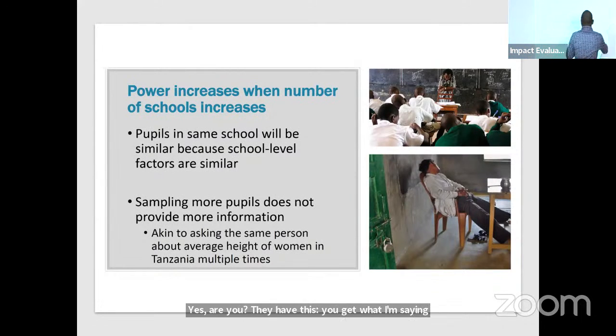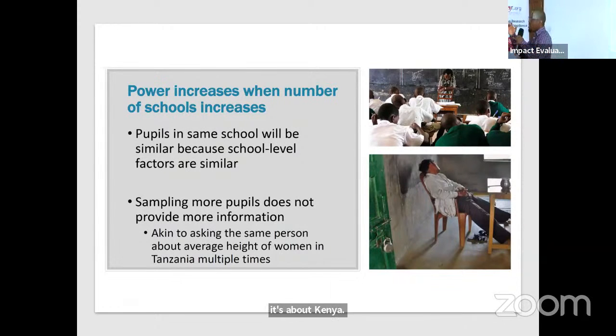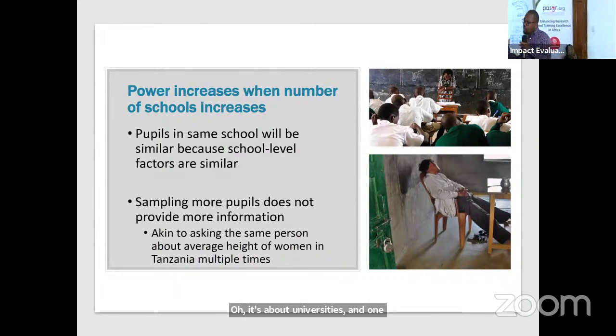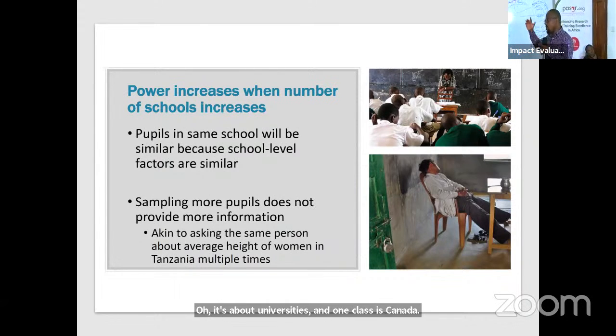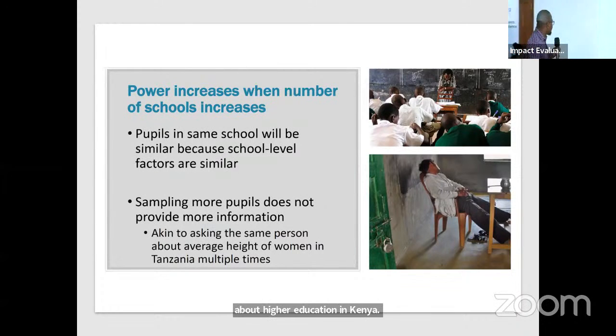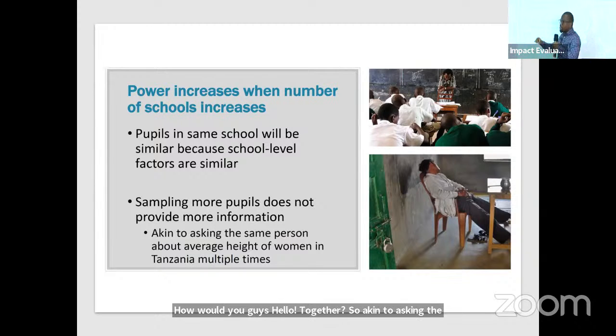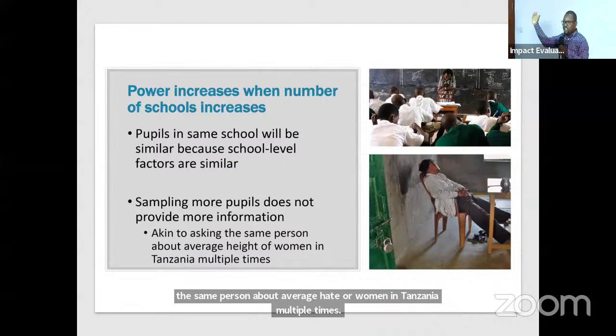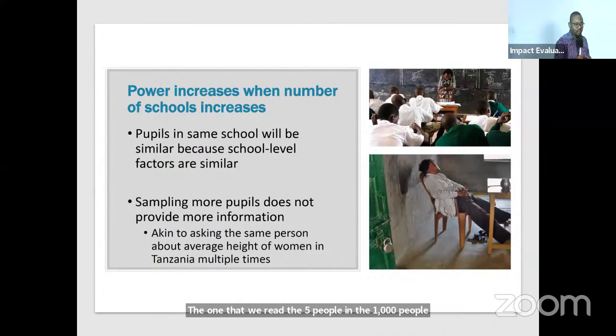So sampling more pupils does not provide more information. If I'm going to do a study in Kenyatta, and it's about universities, and one cluster is Kenyatta, should I sample more students in Kenyatta University or fewer and then go for another university? Or should I capture all my sample from Kenyatta University to talk about higher education in Kenya? Are we together? So it is akin to asking the same person about the average height of women in Tanzania multiple times, the one that we did, the 5 people and the 1,000 people. Are we together? This is very important.